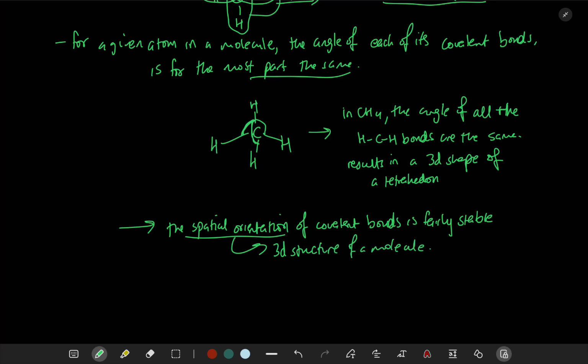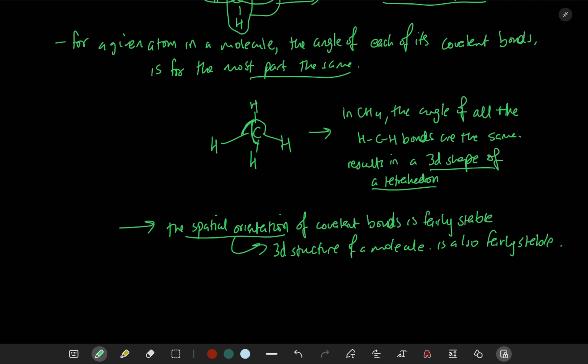Like we said in methane, the bond angles and the properties of that molecule give rise to a 3D shape, which is a tetrahedron, and that shape is a result of how the hydrogen atoms are spatially oriented around that central carbon. And because that spatial orientation is fairly stable, the 3D structure of the molecule is also fairly stable. Okay?